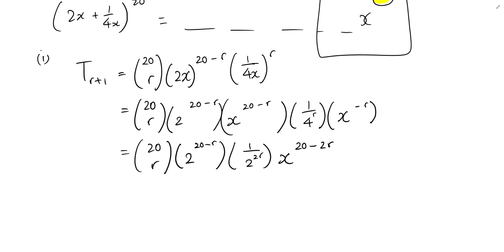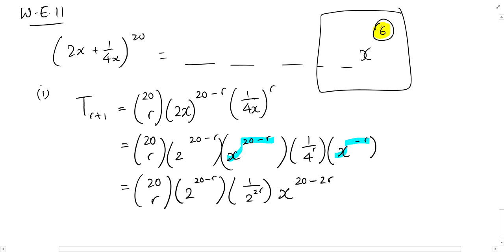So what you guys did was to compare this part and this part. 20 from here. So now, can you tell me what is supposed to be equal to 6? You agree? 20 minus 2r is supposed to be equal to 6, because this is my only x term. So this must be equal to 6.